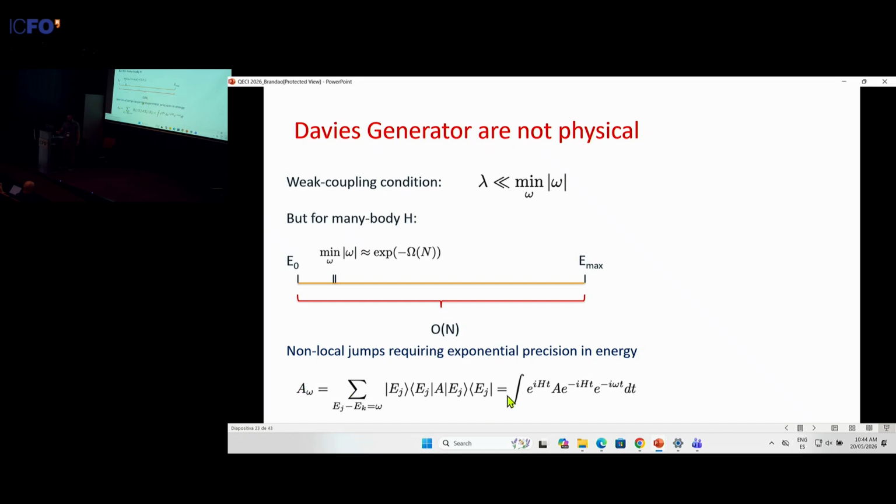They also have this Fourier decomposition, so you can implement them by some time dynamics for time t, like the Fourier transform. But for this Fourier transform, you need to run the Hamiltonian for arbitrarily long times to do it. So Davies is very interesting. It does give a master equation for every many-body Hamiltonian whose stationary state is the Gibbs state, but it's unphysical and we cannot implement it on a quantum computer.